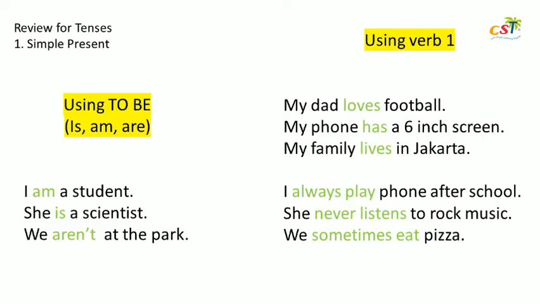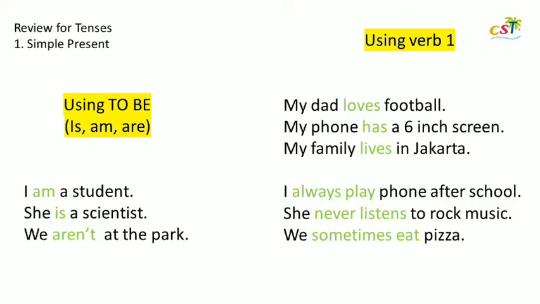For example, I am a student. Yes, you are right now a student. She is a scientist. We aren't at the park because at the moment we are at home. Right? Stay at home. And another one is you use verb 1. For example, my dad loves football. My phone has a 6-inch screen. My family lives in Jakarta.